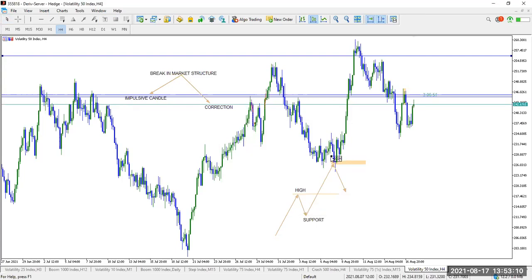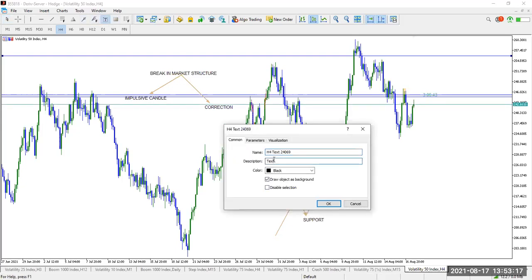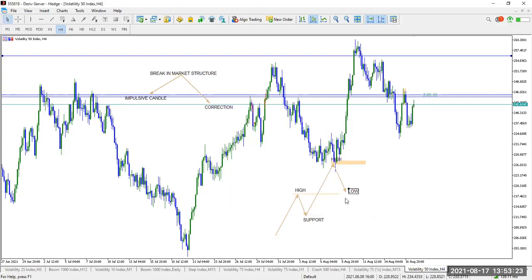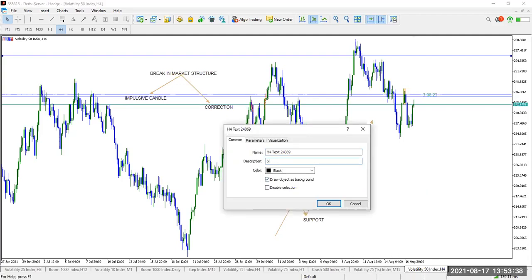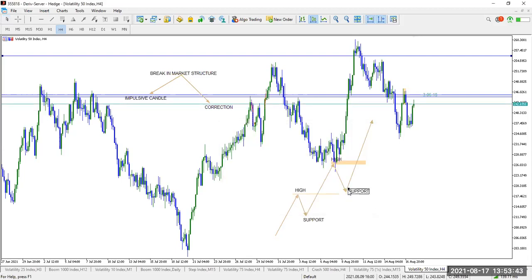Here is a high, while this place is a low. We have gotten a high and a low in the market. If the market moves from here and breaks this high, automatically this place that was a low is no longer a low. It's now a support. It has changed from a low to a support, and that causes a break of structure.